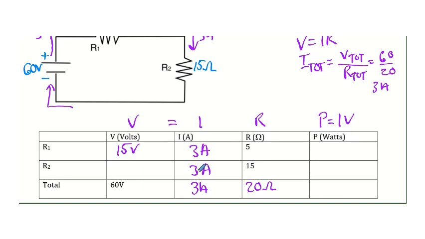For resistor 2, I know that I have 3 amps times 15 ohms for a total of 45 volts. Again, if we go back to the rules, what's the rule for voltage in a series circuit? And you will see that voltage adds, which means that if I add the voltage drop across resistor 1 to the voltage drop across resistor 2, I should end up with the total voltage. So 15 plus 45 does in fact give me 60.